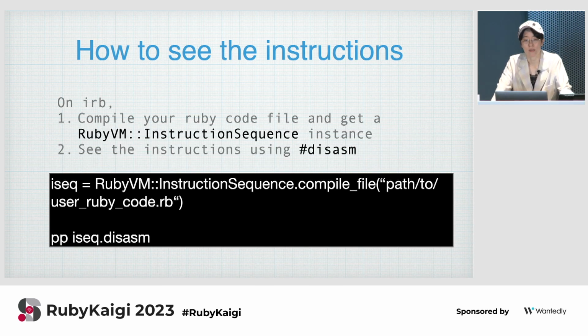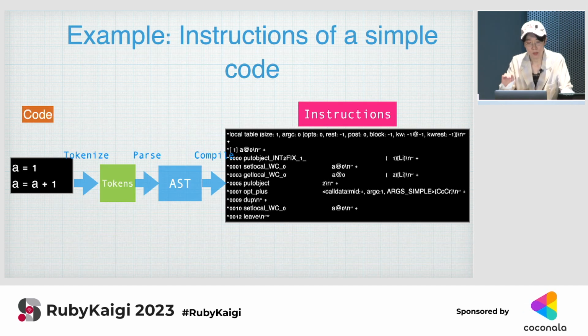Now, how do we see these instructions? On IRB, for looking at the instructions, we can use the RubyVM::InstructionSequence class, compile the Ruby code, and use the disassemble method. By this method, we can see the instructions in this format.